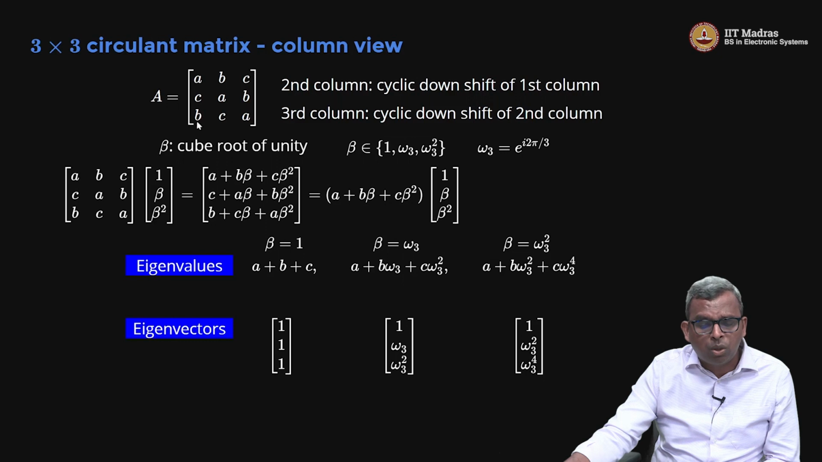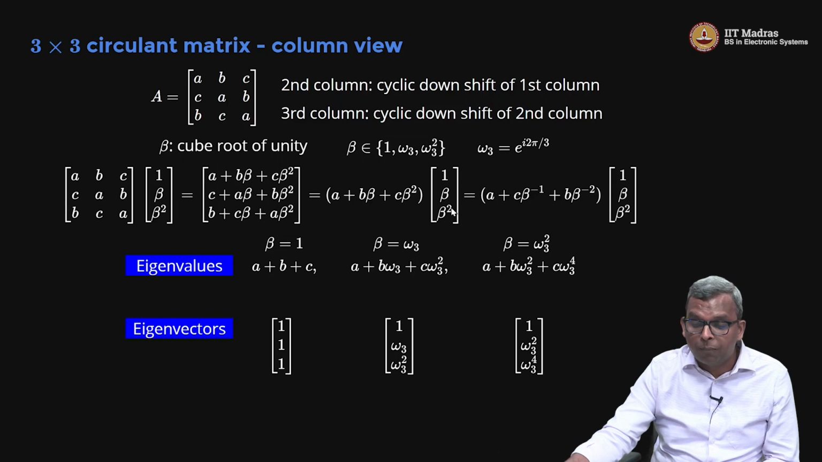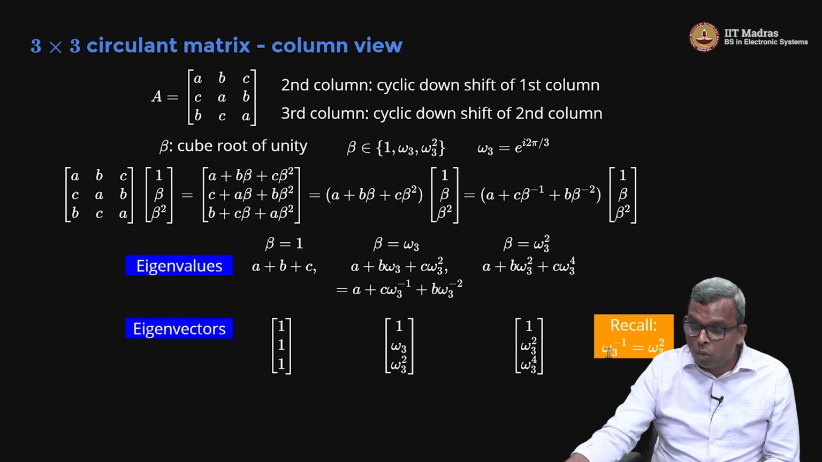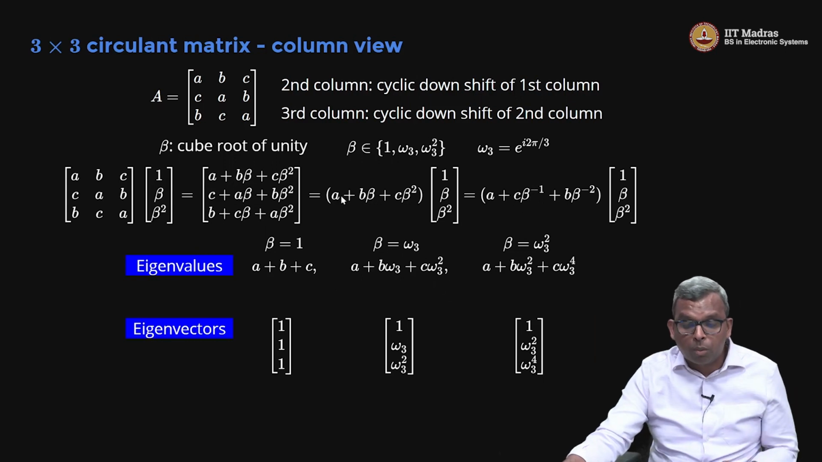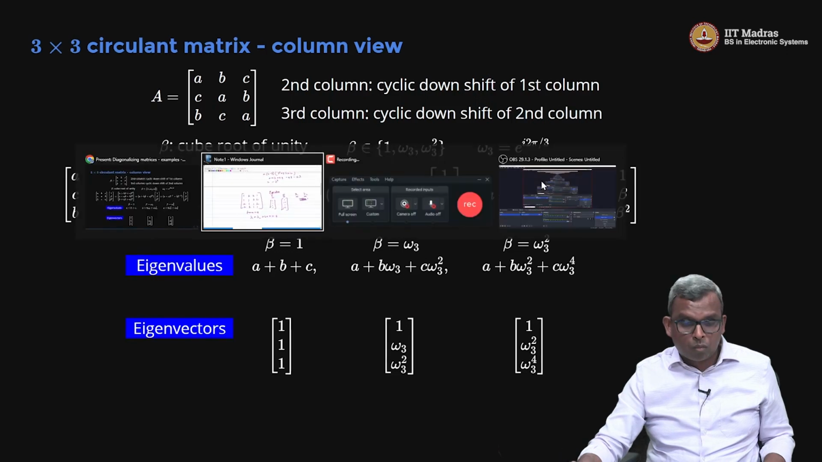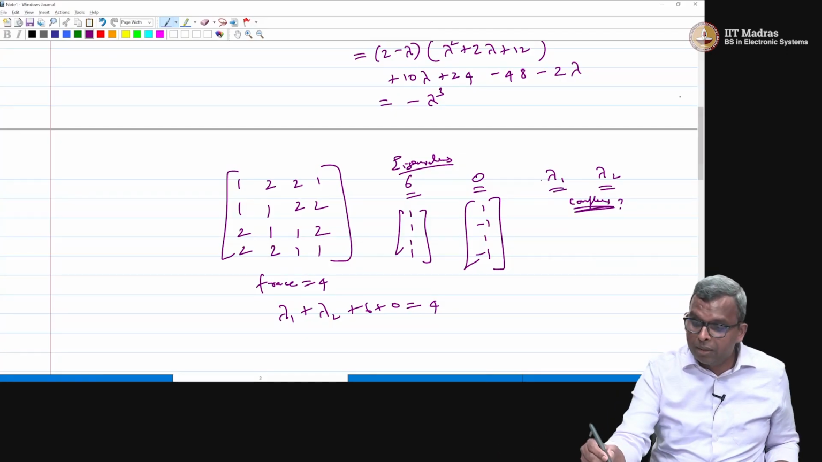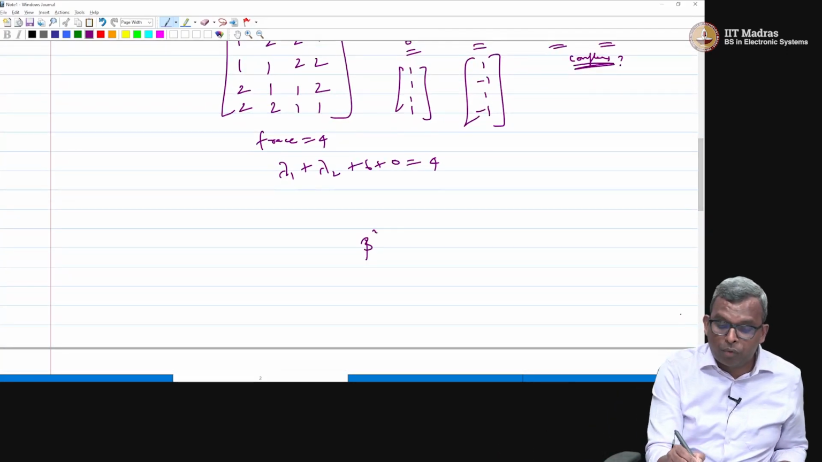But what is the column view? Instead of A, B, C, I want to think in terms of A, C, B. If you do that, you just have to write it like this. The crucial idea here is that omega 3 inverse is the same as omega 3 squared. So b beta plus c beta squared, I'm going to write as c times beta inverse plus b times beta to the power minus 2. Remember, beta to the power 3 is 1, right? So beta to the power 3 is 1 for any cube root of unity.